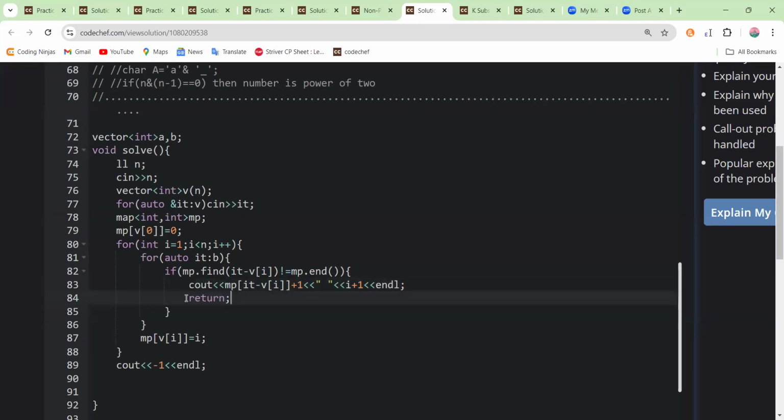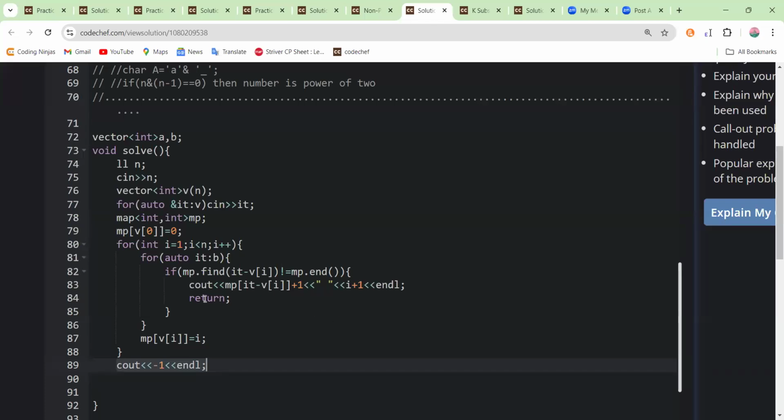Once I am done with this for this particular index, I simply add this number to my map, so I updated mp of v of i as i. If I am done with this and still have not returned, this means I have not got even a single valid pair. In that case, I simply output -1.